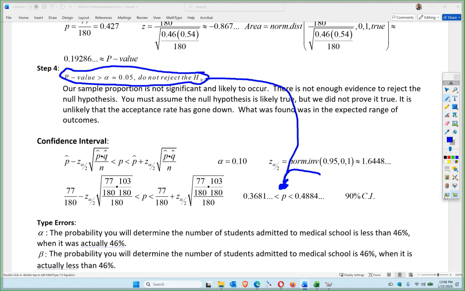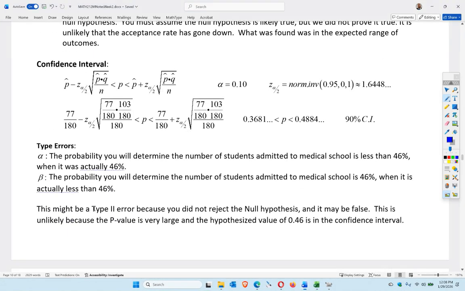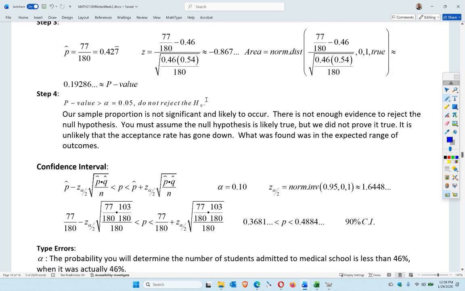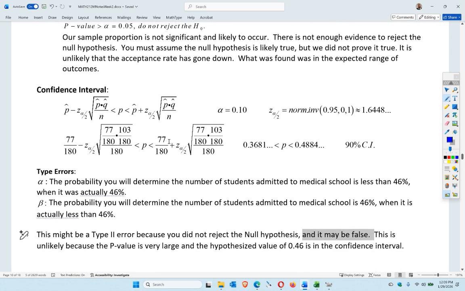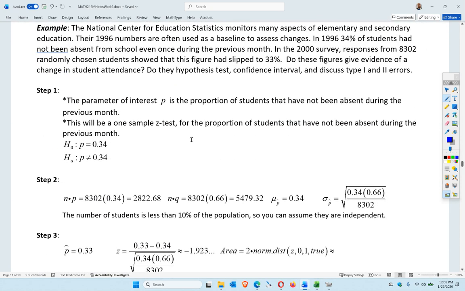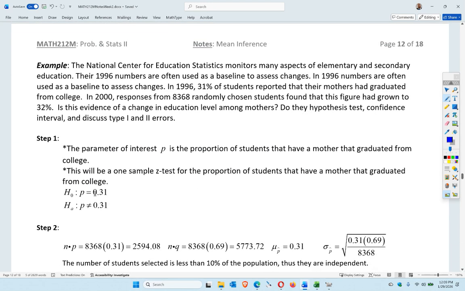So in this case, it could be a type 2 error, right? Because we did not reject the null hypothesis, although we might have been wrong. But again, we got a p-value that's pretty high. That's not even close to 0.05, so it's likely not to be true. Okay, and these are two-tailed, so that's not equal to. Not equal to, and this one is a not equal to.